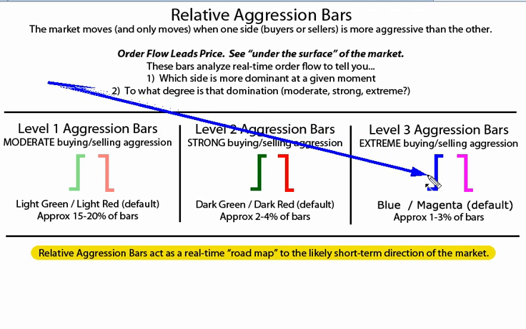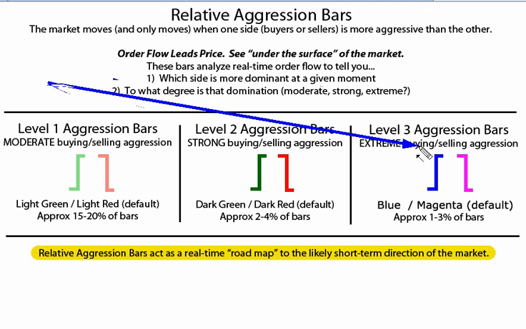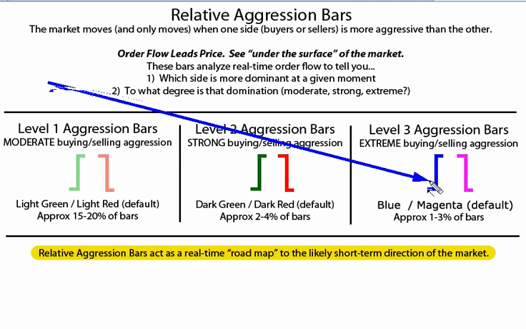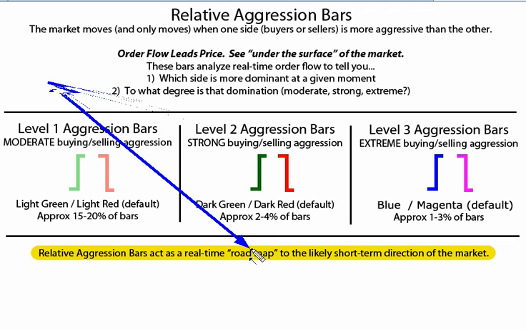And so what this software is doing, it's giving you level 1 or moderate, level 2 or strong, and level 3 or extreme buying and selling aggression bars. And so what that's telling us is at any given moment in time, for whatever time frame you're using, whether it's a 5-second micro chart or a 15-minute swing trading chart or anything in between, I tend to look at the 1-minute chart on the ES. It's telling you in that moment of time which side is more aggressive, okay? And not only that, but it's telling you to what degree the side is more aggressive. Is it moderate? Is it strong? Is it extreme? And by following along with these bars and seeing if we have follow through or if we have rejection, it gives us a pretty nice roadmap to the short-term direction of the market.